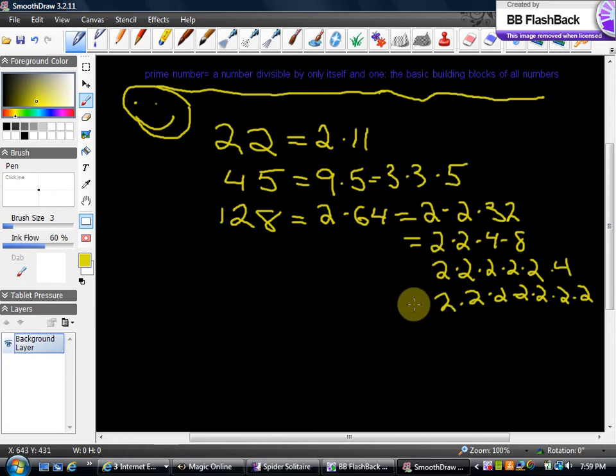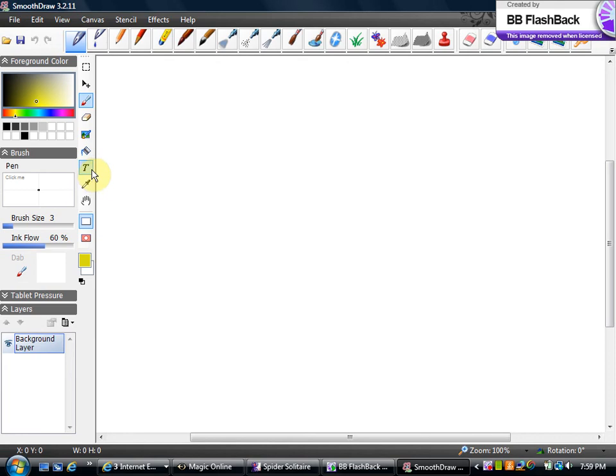So whenever we're looking at a number, we want to remember that the prime number is the number divisible by 1 and itself, and it's also the basic building blocks. To make 128, several different ways will get you there, but the basic recipe is to have seven 2s all together. Alright, so now let's see how this is going to work when it comes to fractions.